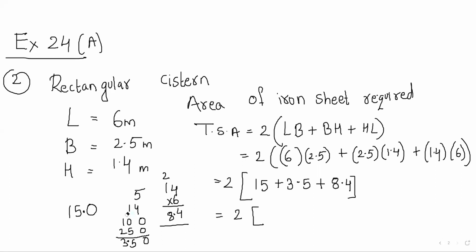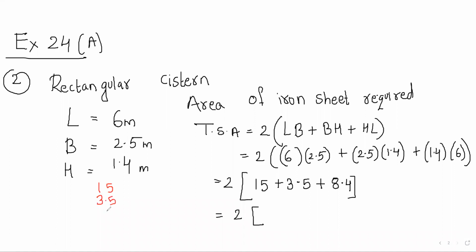Now, most of the time, students make a silly mistake here. How they add the decimal numbers is, they do something like this. They will add it as 15 plus 3.5 plus 8.4. They add and write the answer, but this is the wrong way of adding. 15, we will write it as 15.0, 3.5, 8.4. So there should be a decimal below the decimal.